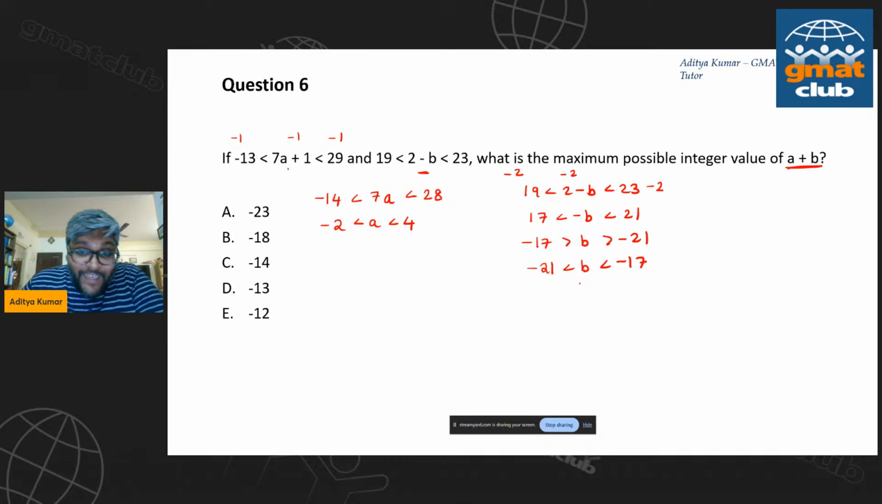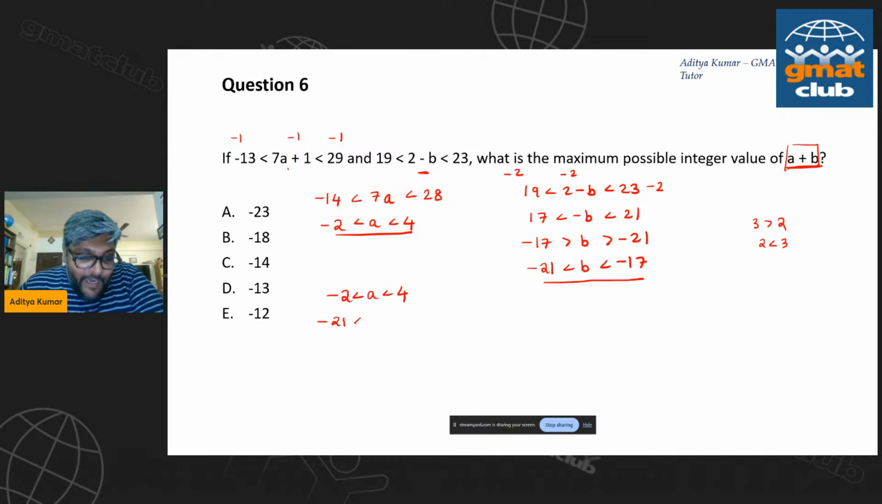I just flipped it around, right? It's not a property, guys. I mean, if 3 is greater than 2, then 2 has to be less than 3, right? That's what I'm doing. So I've got the range for b. You see, I've looked at it and I've kept both the ranges pointing, the signs pointing in the same direction. I need a plus b, right? So I can place them one below the other.